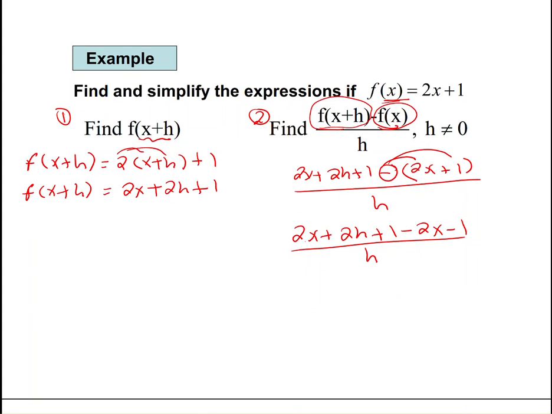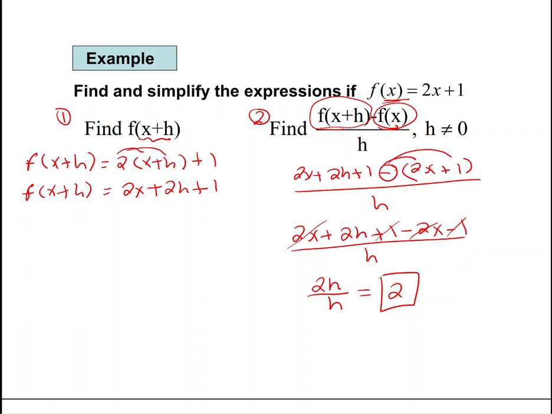Simplify some more. We have 2x and we have a minus 2x. Those cancel each other out. We have a plus 1 and we have a minus 1. Those cancel each other out. So that simplifies to 2 times h divided by h. And the h divided by h would cancel each other out, and that would give us the final result of 2. And that's using the difference quotient. So you follow that same routine, that same pattern, and you simplify, and that's how you use the difference quotient.